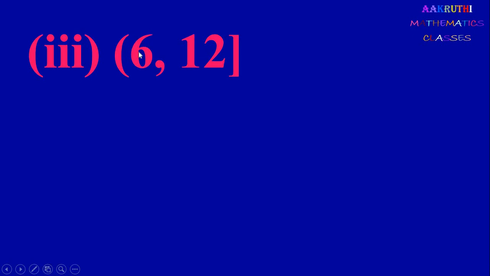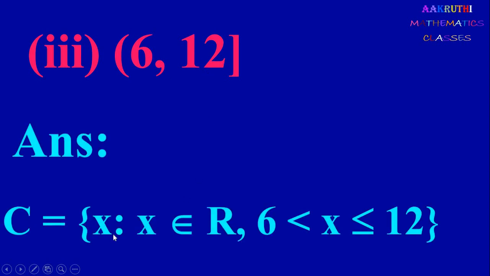Next one, it is open bracket 6 and close bracket 12. So this side open, this side closed, that is 6 is not included, 12 is included. Therefore x is greater than 6, but it is less than or equal to 12. So you write it as the set of all x such that x belongs to R and x is greater than 6, but less than or equal to 12. So here 12 is included, 6 is not included.